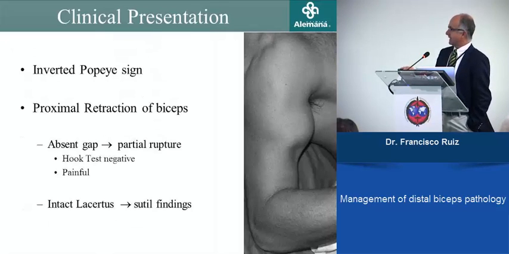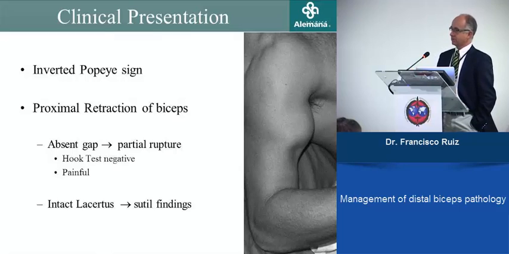When we are examining these patients, sometimes we can observe this inverted Popeye sign, but it's not present all the times. The explanation of this is the presence of the lacertus fibrosus. If it is intact, it will be difficult to find this. And on the other hand, some of these lesions are partial lesions. So in partial lesions, almost all the times, we will not be able to find this inverted Popeye sign.